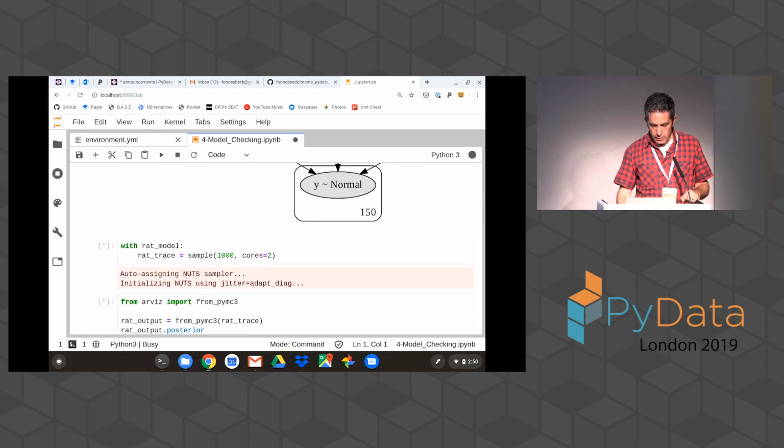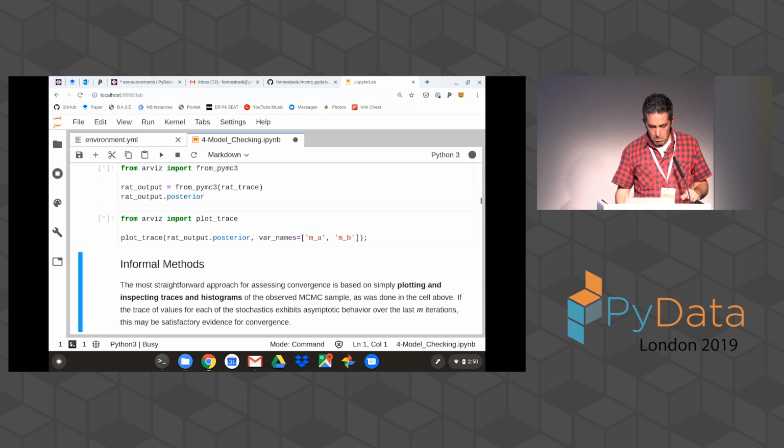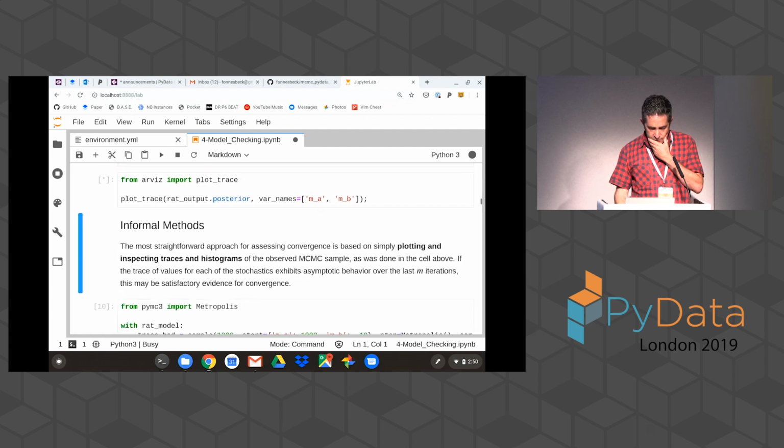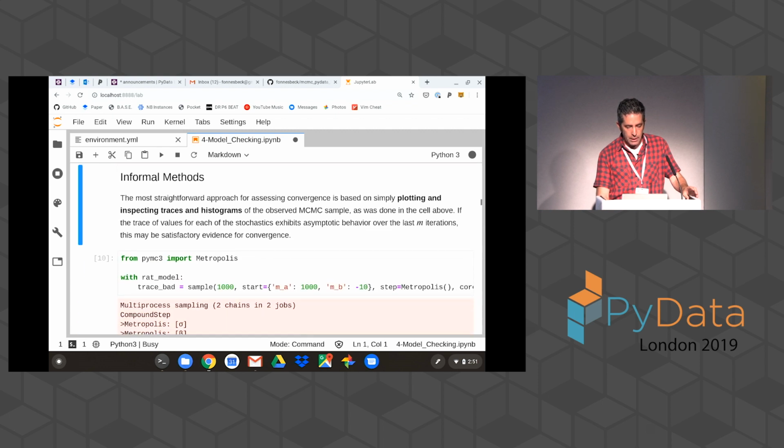All right, we're going to run this model. We're going to start looking at some of the output. While this is running, I'll start talking about them. There are a range of ways of doing this. The first step is always just look at the output, just like the first step in any data analysis is just look at the data, plot the data. You want to inspect your traces and your histograms, plotting them.